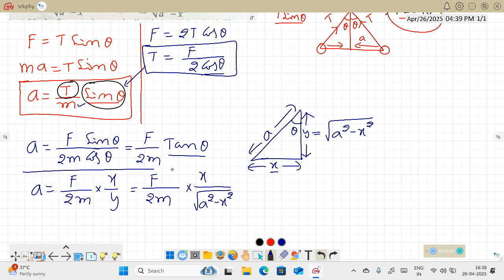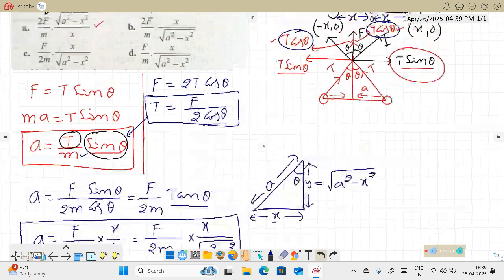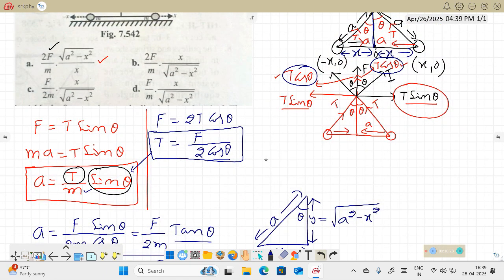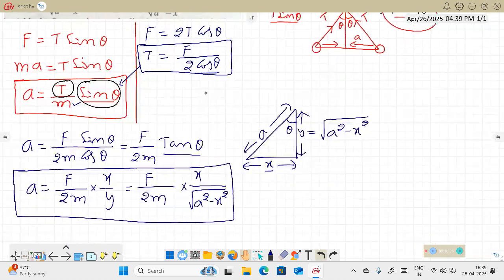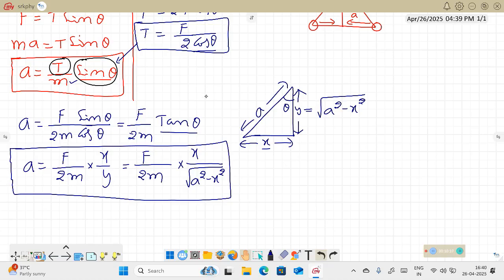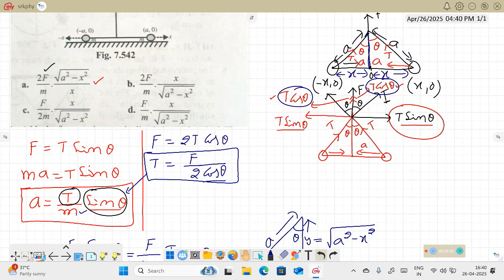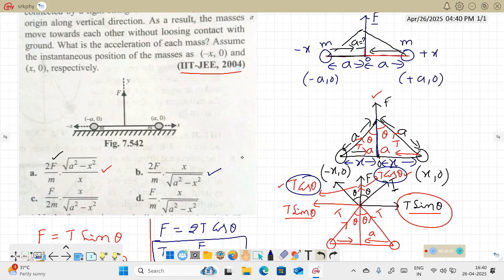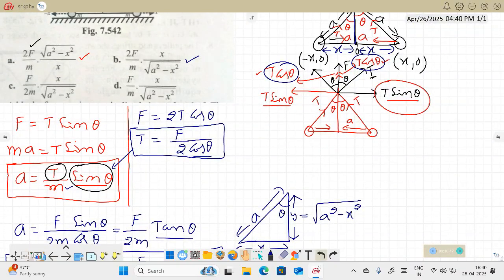This is the acceleration of the masses which are moving towards each other whenever you pull the string with a certain force. Now look at all the options. If you observe the answer, the form it is looking like is f by 2m into x by under root of a square minus x square. That means this is the correct answer for your question. This was asked in the year 2004. This is the model only, just to understand how we are solving the question.